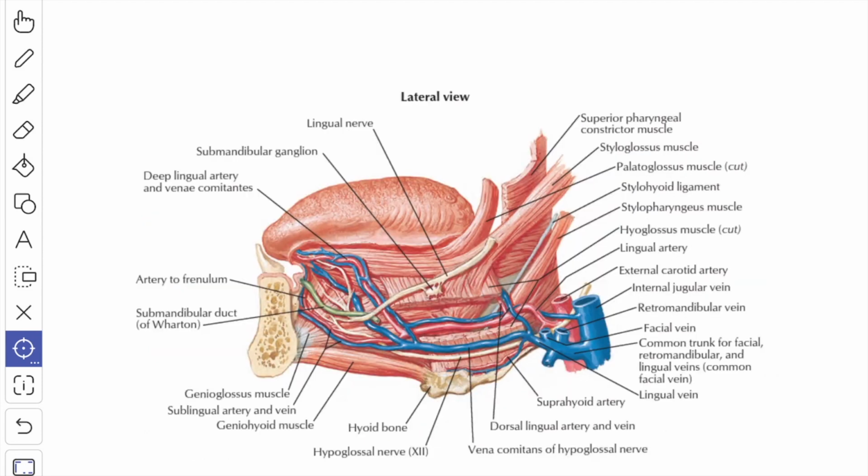Now we'll see the relations of the hyoglossus muscle, superficial or lateral relation. So it is covered by the mylohyoid muscle. Between the mylohyoid and the hyoglossus muscle, you can see the following structures. From above downwards, you get the mucous membrane of the side of the tongue. Then you get the styloglossus muscle. Then you get the lingual nerve. Then you get the submandibular ganglion, which is suspended from the lingual nerve by two roots.